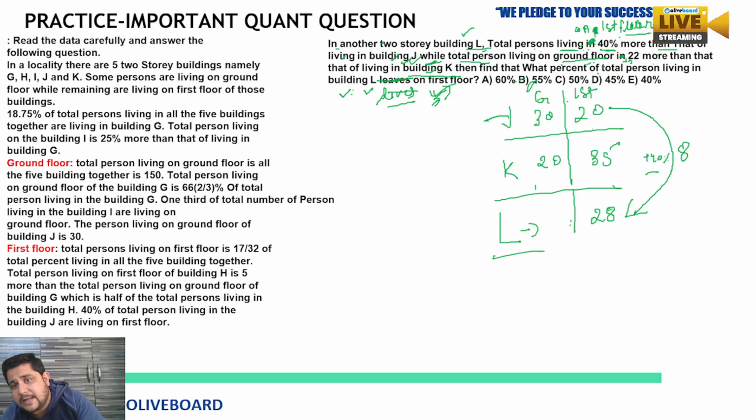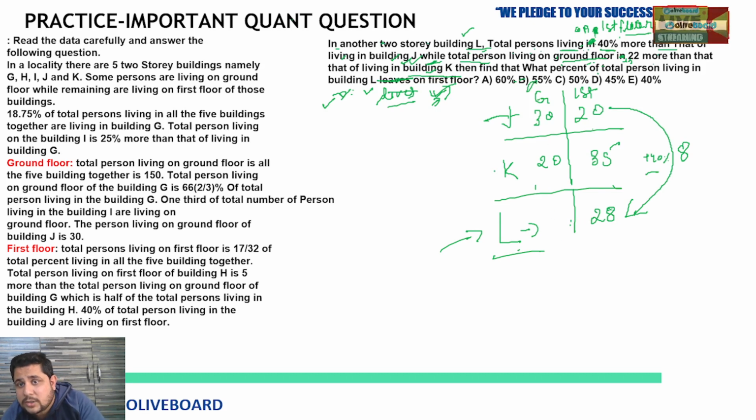They are asking us, with respect to the total number of persons, what percent of the total persons living in building L live on the first floor. So first floor persons are how much percent of the total persons living in building L? That is what they are asking. So do we have the total number of persons?